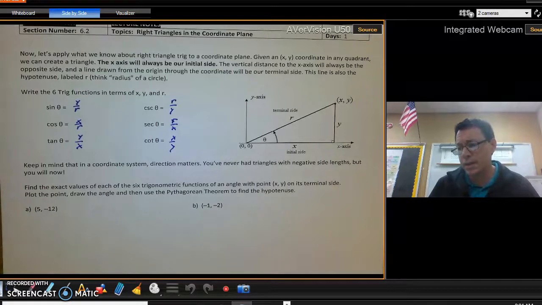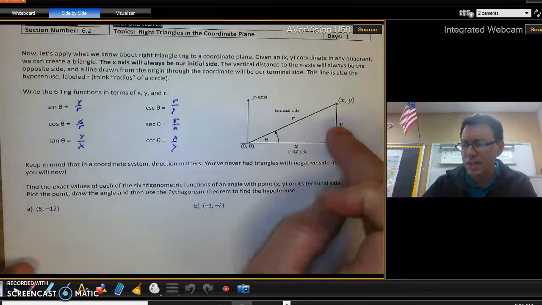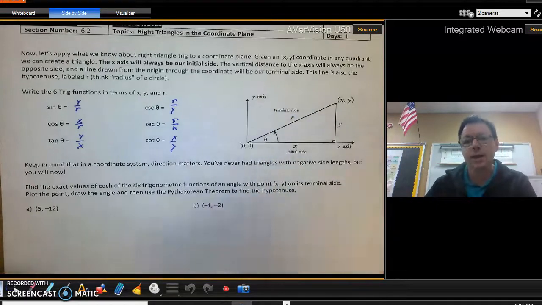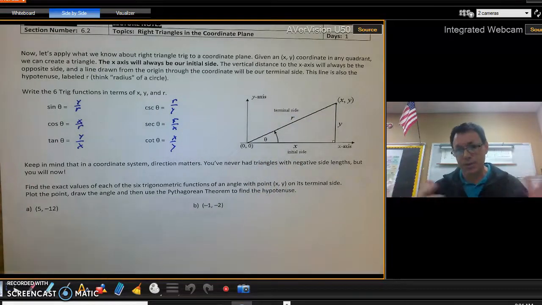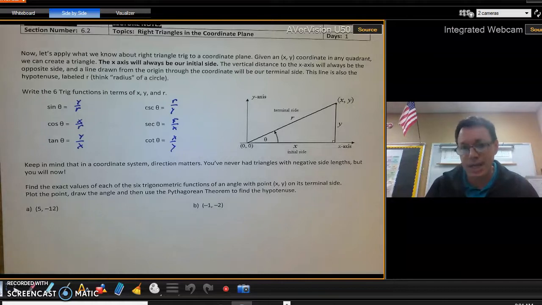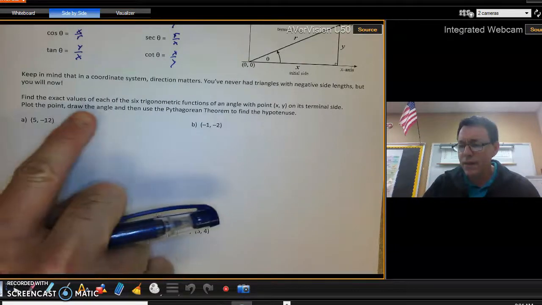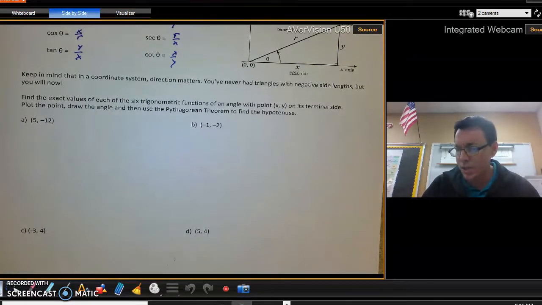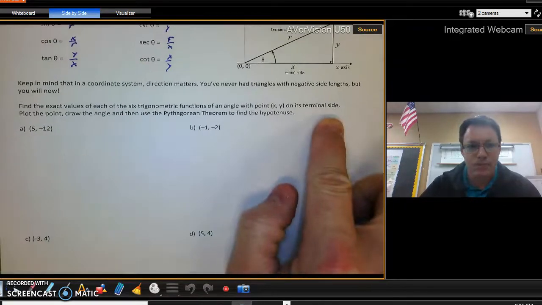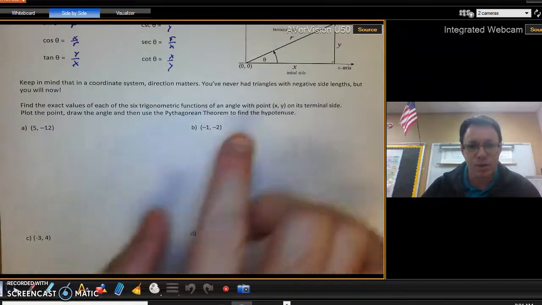The one little tricky thing is that now that we're in a coordinate plane, you can go up, down, left, or right, so we have to account for negatives. You've never had a side of a triangle be negative before, but in a coordinate plane, that can happen, and it's important that we notice it if it does. So, for example, find the exact value of each of the 6 trig functions of an angle with point x, y on the terminal side. Plot the point, draw the angle, and then use the Pythagorean theorem.